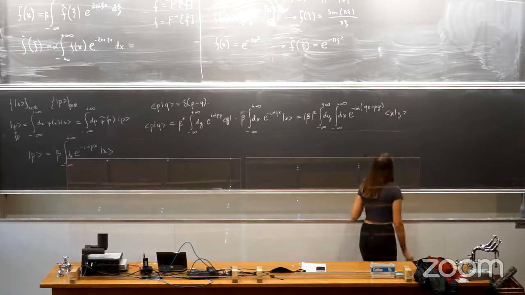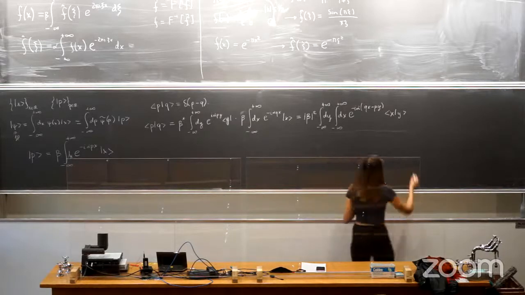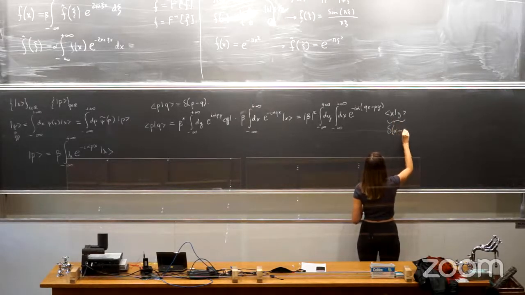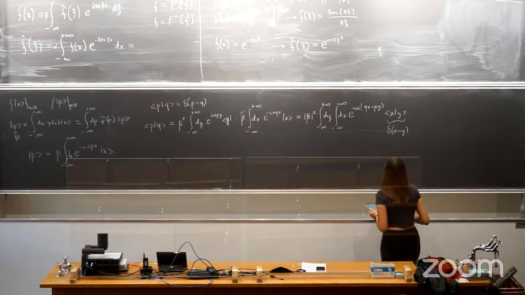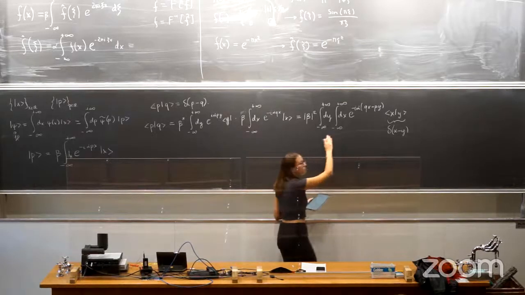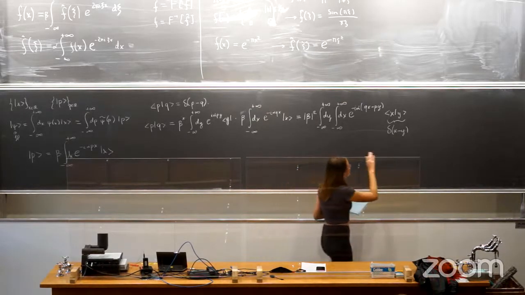And then we get the bracket xy. We know that the position basis is also normalized, which means that this bracket is just a delta function, delta of x minus y, which means that we actually can get rid of one of these integrals due to the delta function.